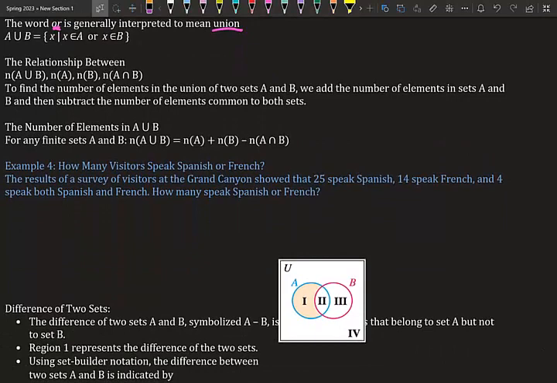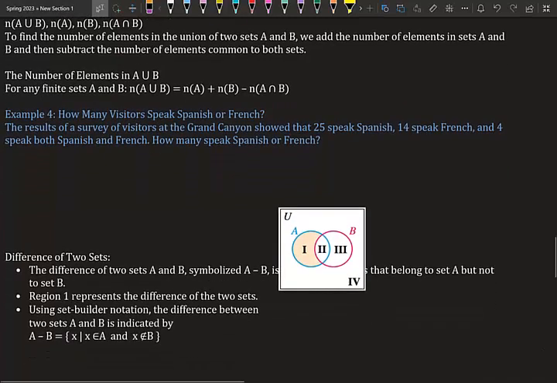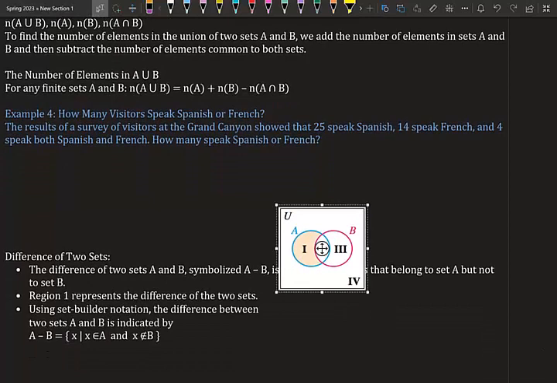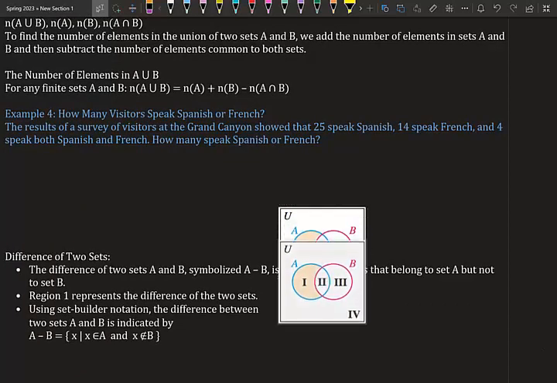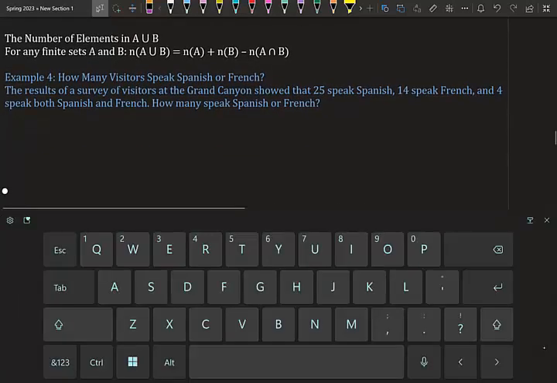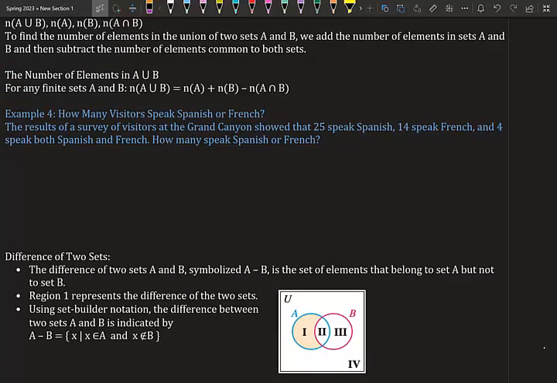The relationship between n of A union B, n of A, n of B, and n of A intersection B. To find the number of elements in the union of two sets A and B, we add the number of elements in set A and the number of elements in set B, then subtract the number of elements common to both. We're gonna practice with that for example 4. So it's just to show you how we can find certain answers without using Venn diagrams. Now I'll tell you though, Venn diagrams are way useful.